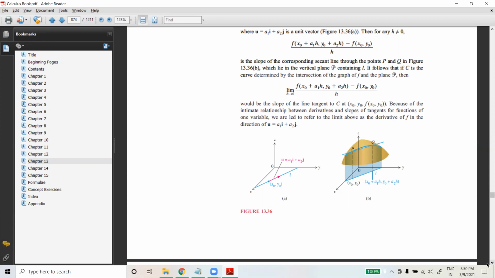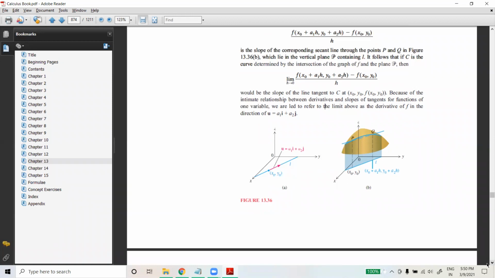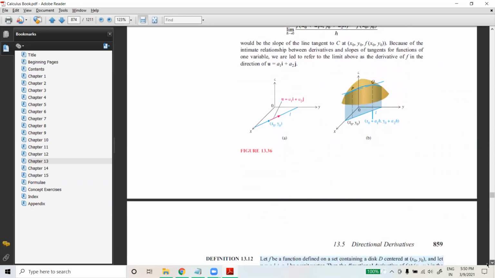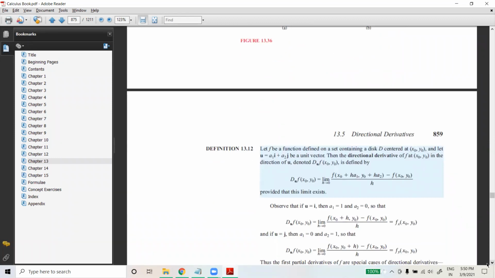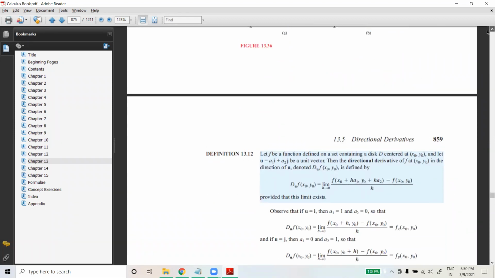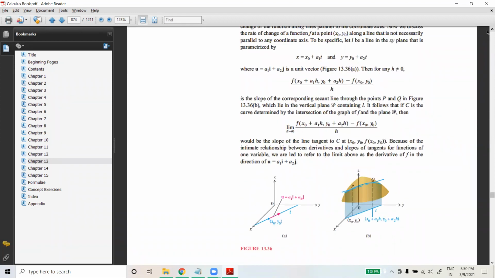But this is... I am still not convinced, but maybe we can read on. I'm still not convinced because the points P and Q may not be in a plane parallel to the xy plane. Q might have a higher z value, and P might have a lower z value.